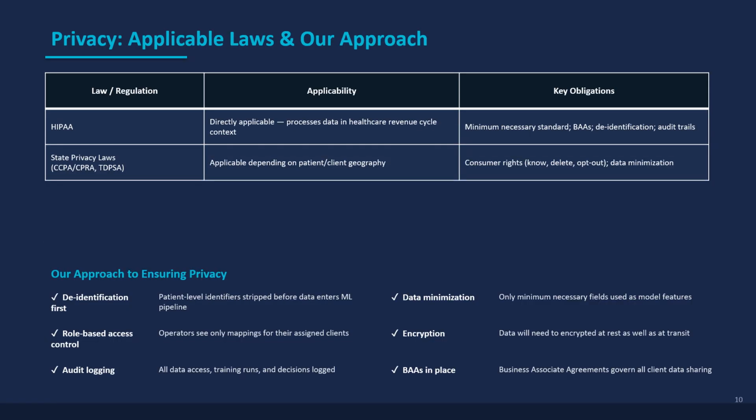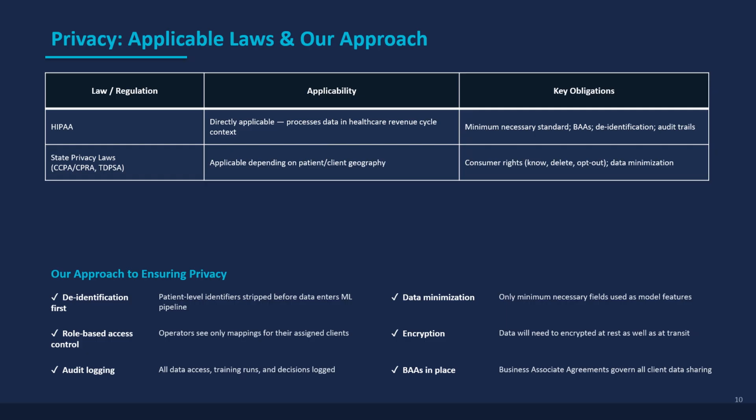HIPAA and state privacy laws like CCPA and CPRA are applicable. We need to implement the below to ensure that we are in compliance with the laws. De-identification: patient level identifiers need to be stripped before data enters the machine learning pipeline. Role-based access control: operators should only be able to see the mappings for their designated clients, aka provider health systems. Audit logging: all data access, training runs, and decisions should be logged for audit trail purposes.